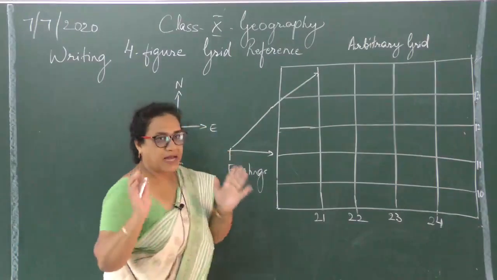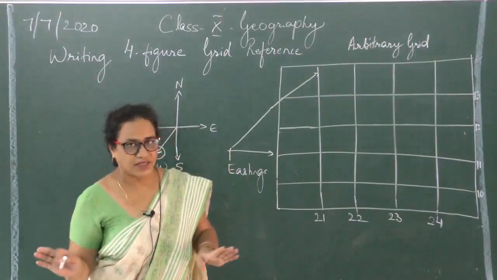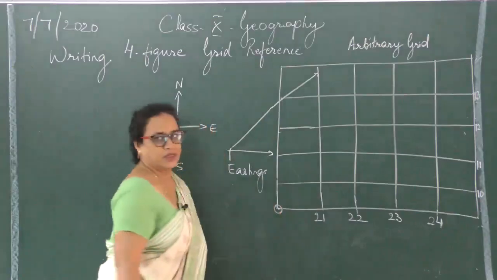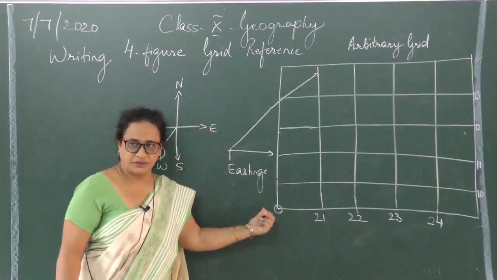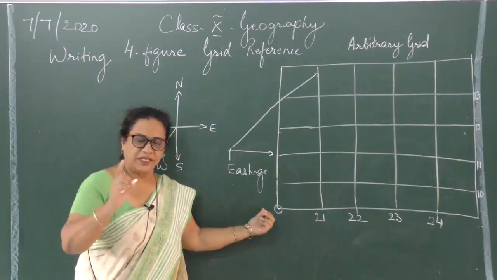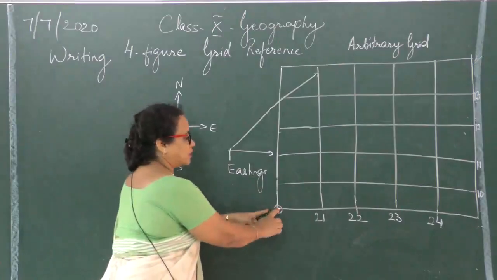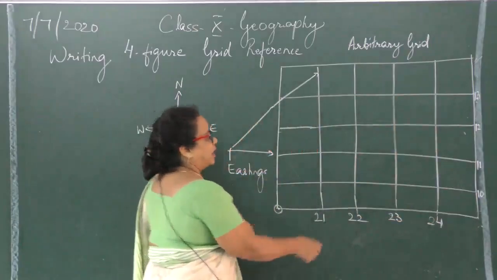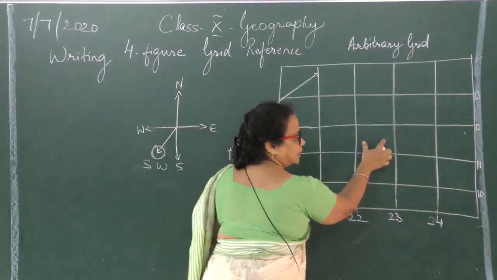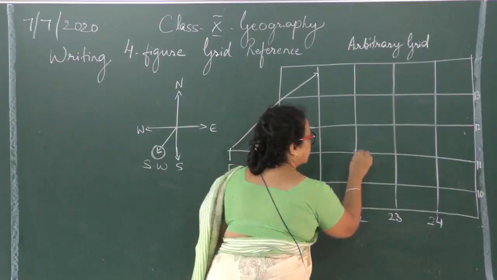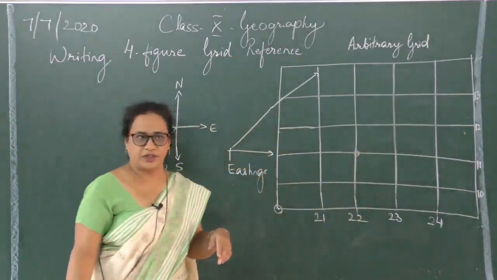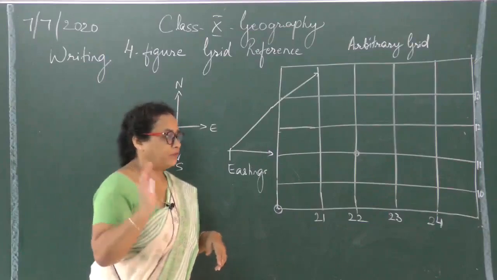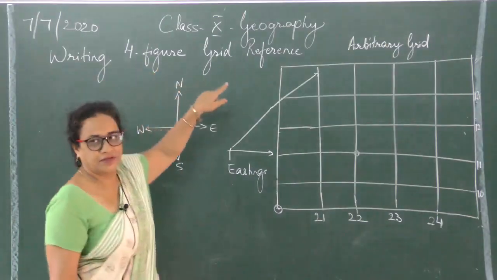For any map which you get, no matter what the size of the map, the southwestern corner, this corner, is the point of origin, the starting point. Please remember this. The southwestern corner for the whole grid is the point of origin. If we take one single grid over here, for that also the southwestern corner will be the point of origin. Clear? This is something very important to remember for writing 4-figure grid references.